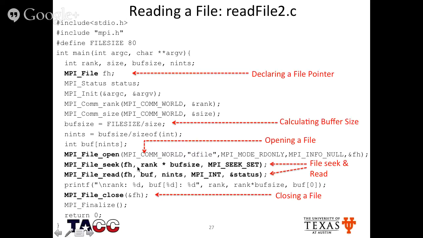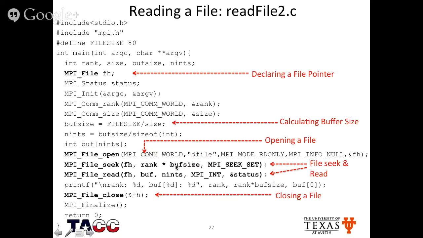Now that my file is open, what do I do? I told you that I could be using seek with read, or I could be using read_at. Now in this program, I'm using seek. I'm telling my pointer to progress to a particular point depending upon my rank, right? So I want to make the process rank dependent. So I say file seek will take fh and rank multiplied by buffer size.